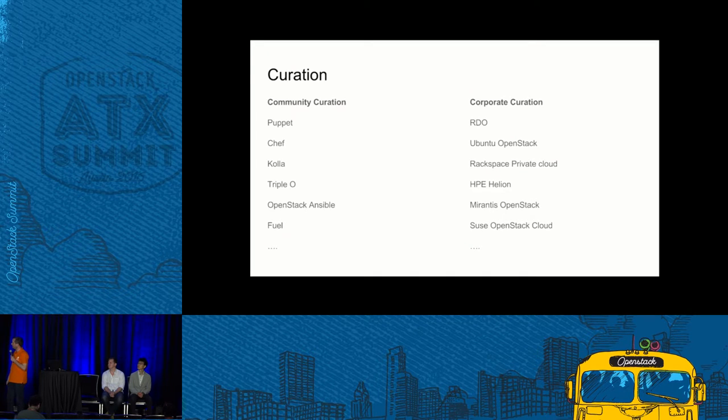But then if you look on the other side, it's kind of corporate curation, right? And so these are distributions by and large, so companies or communities that are building an OpenStack distribution with a set of projects, integrating those projects together and often wrapping them around with some tools which may or may not be part of OpenStack. And I think this is the way that many people increasingly are installing and managing their OpenStack environments, whether it's RDO, Ubuntu, Rackspace, Helion, Mirantis, SUSE, and very many more. These are curated implementations of OpenStack.